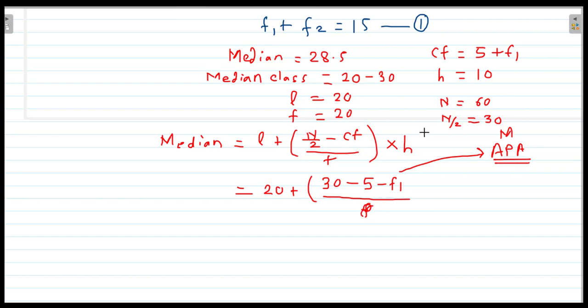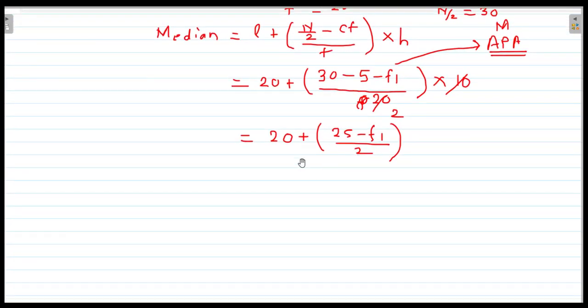F is what? It is 20, multiplied by height. We have got height is 10, so multiplied by 10. So 10 ones are 10, 10 twos are 20, so this is equal to 20 plus, into bracket, 30 minus 5, that is 25, 25 minus F1, upon 2. Now we will solve this further.